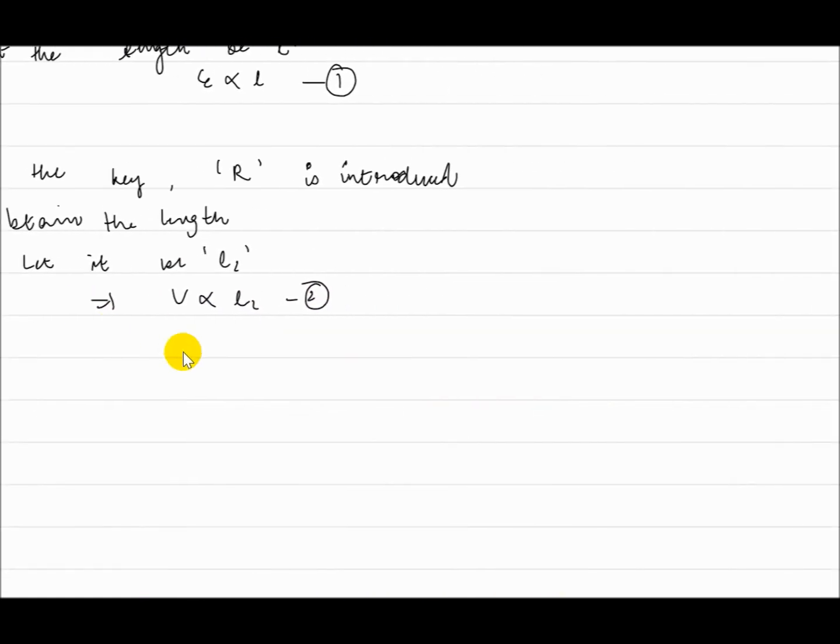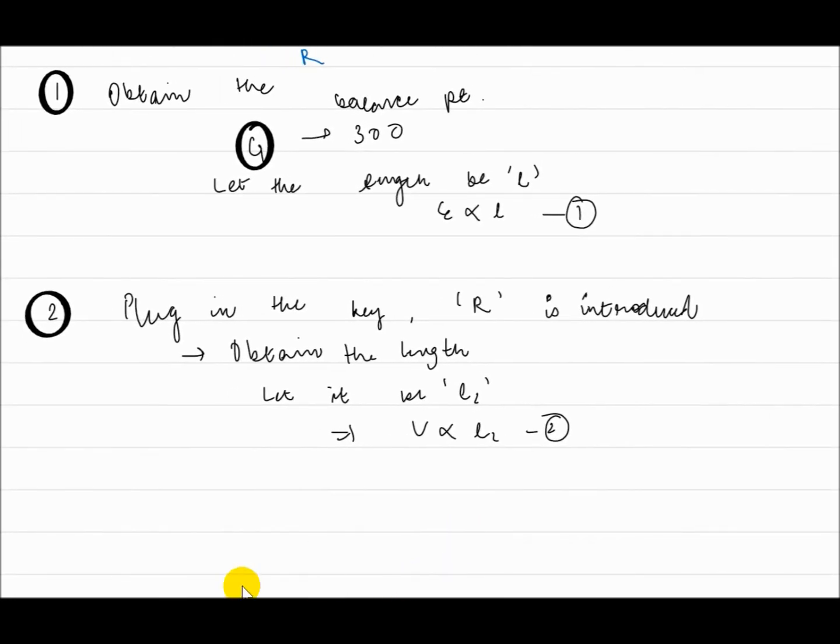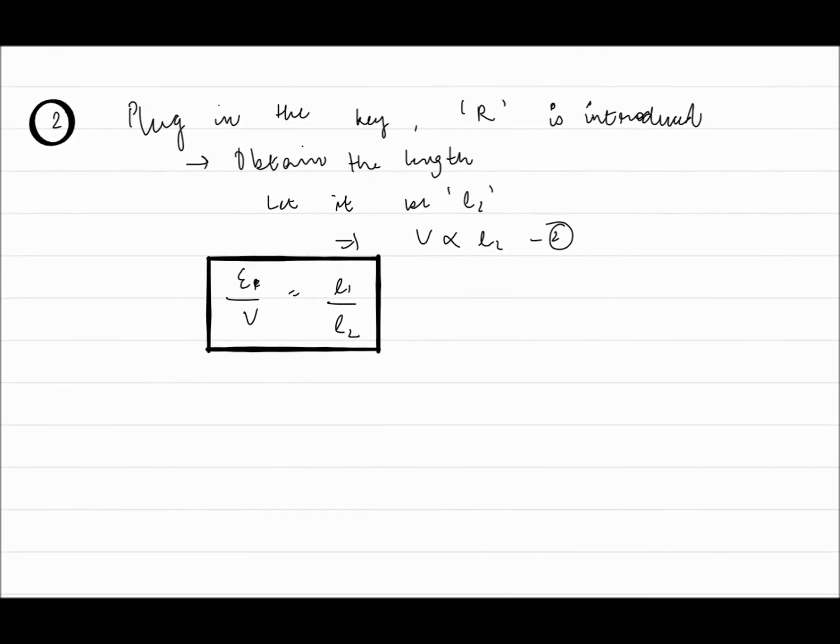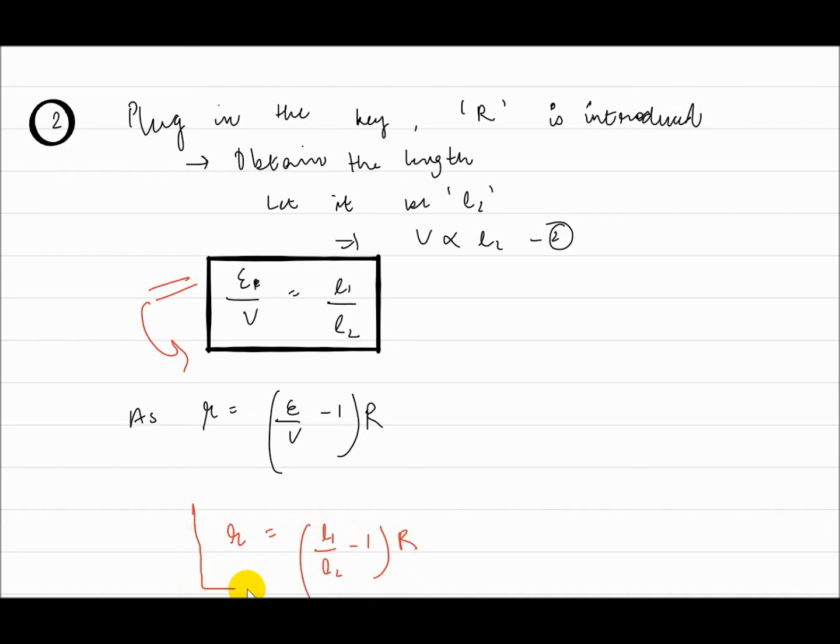So now we know E by V is equal to L1 by L2 according to the previous derivation that we did. As we also know that r is equal to E by V minus 1 into capital R. So equating this in this equation, we'll consider these two equations. We get r is equal to L1 by L2 minus 1 into R. This is how we find the internal resistance of a cell using potentiometer.